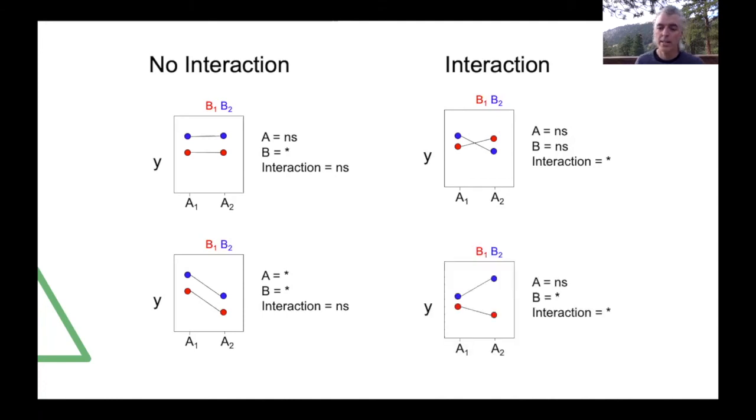We can also get statistical interactions that look like this, where the blue dots are higher than the red dots, and there's no difference between A1 and A2, but there is a statistical interaction. We don't have crossing lines here, but the effect size, the difference between the blue dot and the red dot, differs between our A1 treatment and our A2 treatment. So in this case, we would have no effect of the A factor, we would have a significant effect of the B factor, and we would have a significant interaction between A and B.